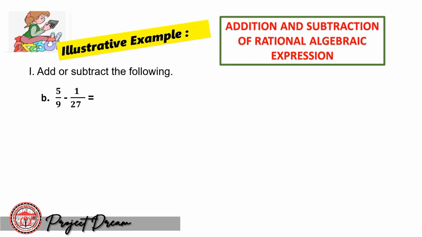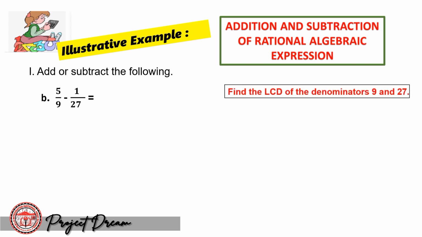Our next example is 5 over 9 minus 1 over 27. You will notice that we have different denominators. So these are dissimilar fractions. If this is the case, you need to find the LCD of the denominators 9 and 27. And the LCD is 27.